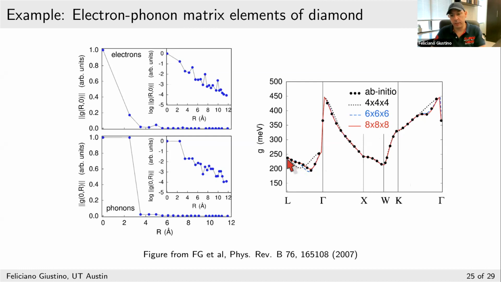This is, for example, a calculation where the black dots are direct Quantum ESPRESSO calculations on specific incommensurate wave vectors in the Brillouin zone, and the red line is what is obtained by Wannier interpolation starting from uniform grids. Okay, so that means that with a calculation over just a small grid of points, you can generate millions of points without too much effort.